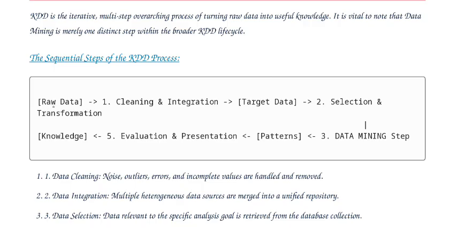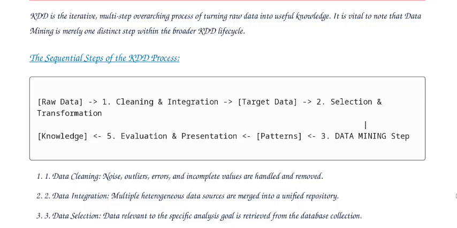See, first the raw data transforms into knowledge. First, the cleaning and integration take place for the target data. Next, the selection and transformation phase. The third one, the data mining step and pattern recognition, and the last one, evaluation and presentation of the knowledge. First one, data cleaning.